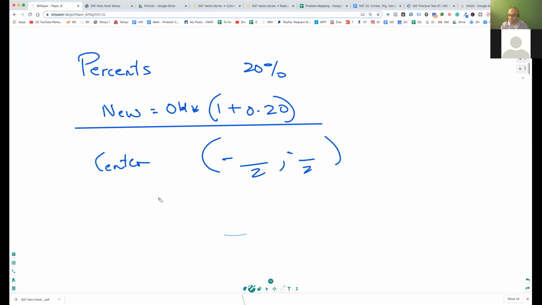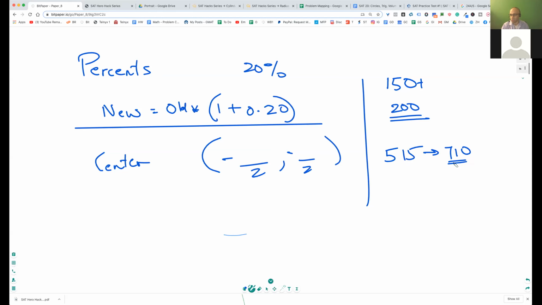Alex, yes. So how much will it boost the score? Some people have boosted the score by as much as like 150 points. Some people have worked really hard and they've got 200 points. Last year, somebody had a score of something like 515 or so, and then they went to something like 710. So it's almost 200, but they worked hard at it.